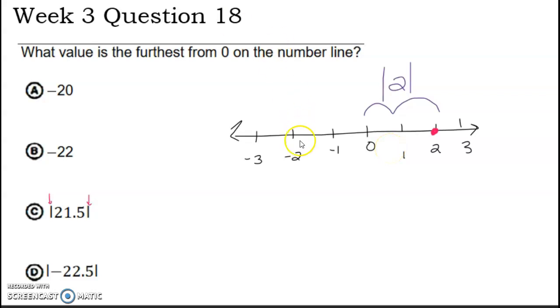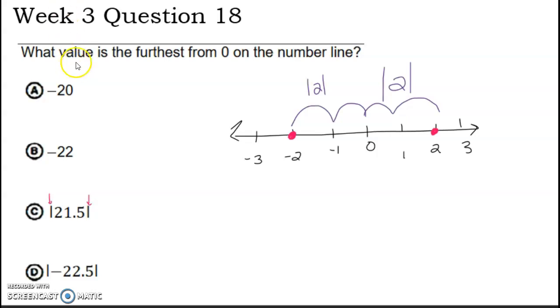2 is its absolute value because it takes 2 hops to get from 0 to 2. Now, what if I were to ask you the absolute value of -2? It is not -2 because you can't take negative hops. You're going to start at 0, 1, 2. It is still 2. Even if it's a negative number, what it's asking is how far away it is from 0 on the number line.